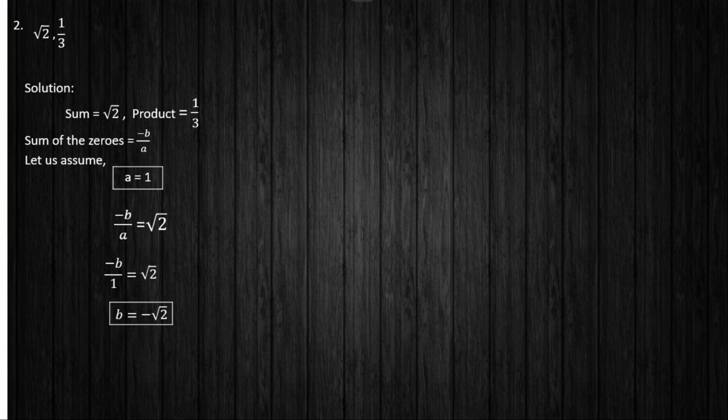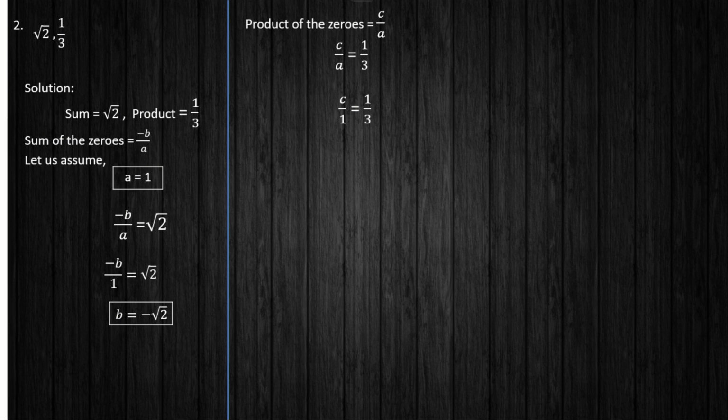Next, we need to find out the value for c. In order to find it out, we need to write the formula of product of the zeros, which is c by a. Product of the zeros is given by c by a. Now equate the product 1 by 3, which is given in the question, to c by a. C by a is equal to 1 by 3. Since we have already assumed that a is equal to 1, replace a by 1. Therefore, c by 1 is equal to 1 by 3. Therefore, the value of c will become 1 by 3. Now we got the values for a, b and c.